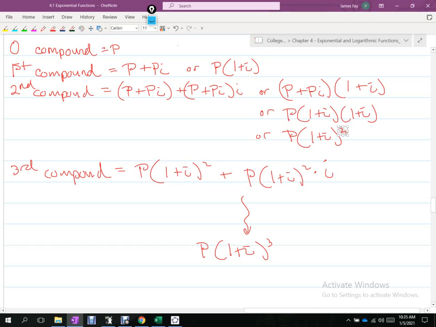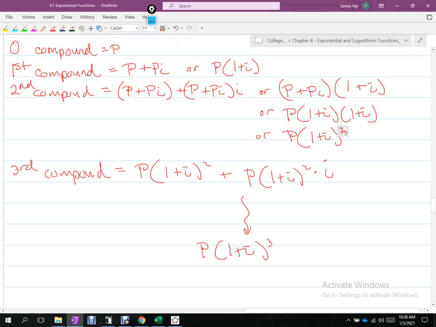Okay, so if I do this a third time, it gets messier. Basically we take this, and it becomes essentially that thing there. Then we go plus that again, times I. And we go through all this algebra, but we're going to find out that it simplifies down to P times 1 plus I cubed. If I do it a fourth time, what do you think it's going to turn out to be? P times 1 plus I to the fourth, right?